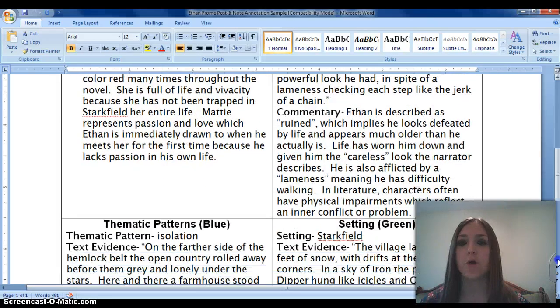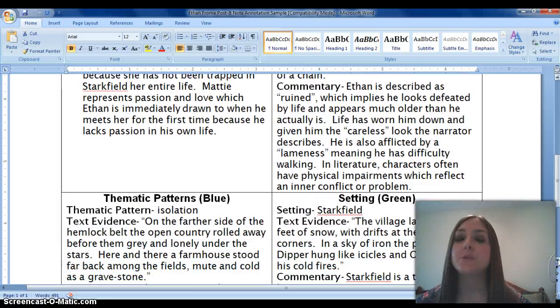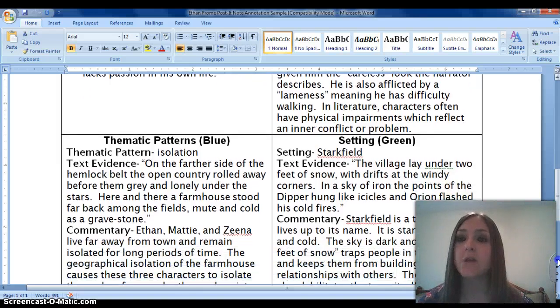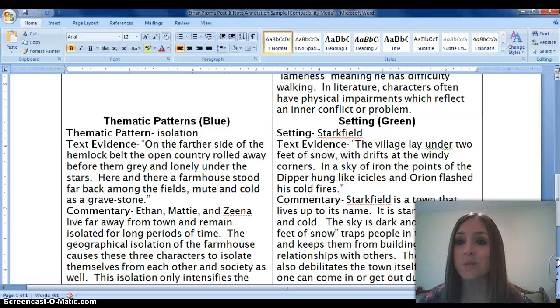So let's look at the commentary. Ethan is described as ruined, which implies he looks defeated by life and appears much older than he actually is. Life has worn him down and has given him the careless look the narrator describes. He is also afflicted by a lameness, meaning he has difficulty walking. In literature, characters often have physical impairments which reflect an inner conflict or problem.